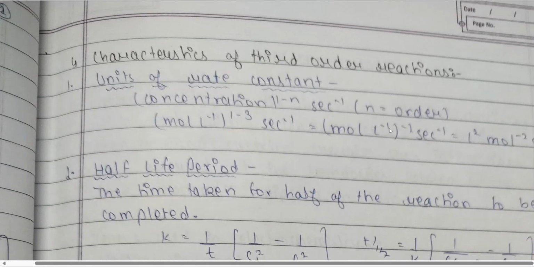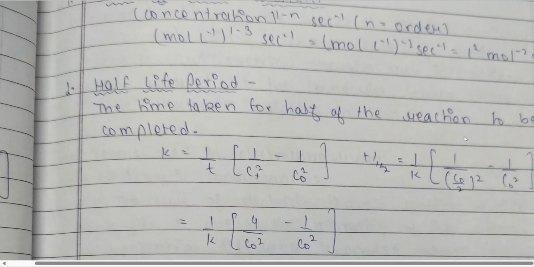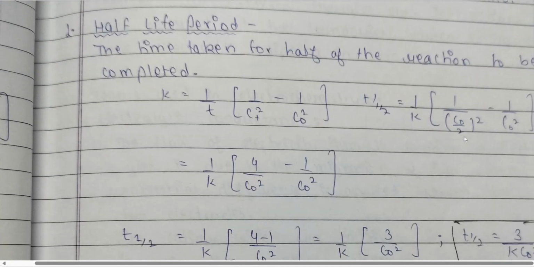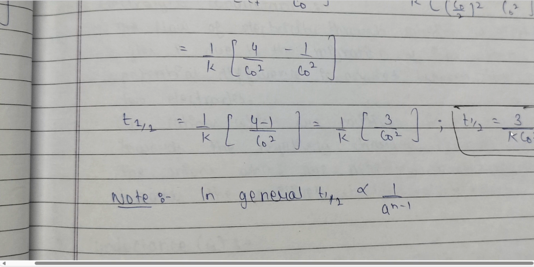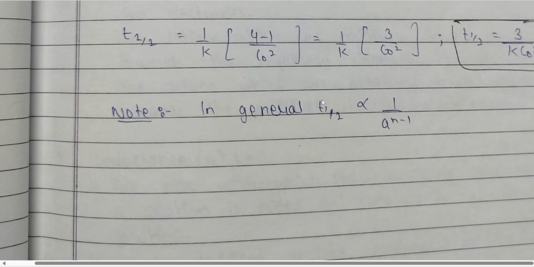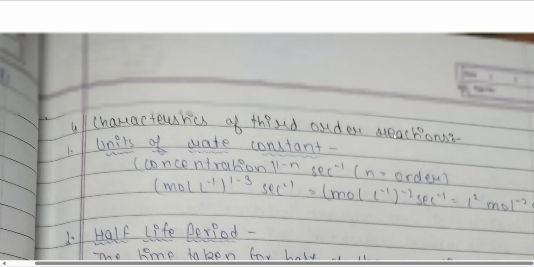Characteristics of third order reaction. Unit of rate constant is equal to liter square mole inverse square second inverse. Half-life period: the time taken for half of the reaction to be completed. T half is equal to 3 by K C node square. Note, in general, T half is inversely proportional to a to the power n minus 1. This was our chapter.